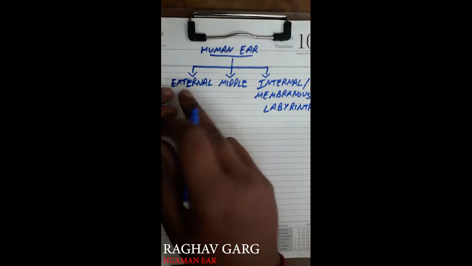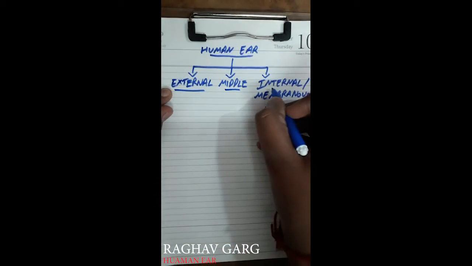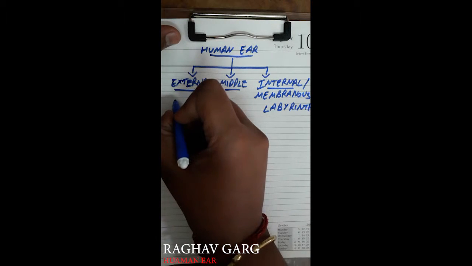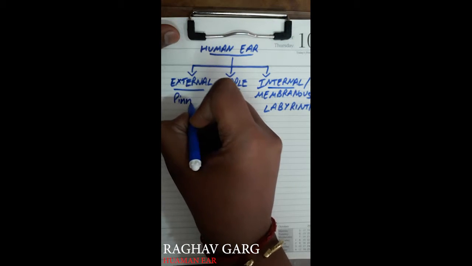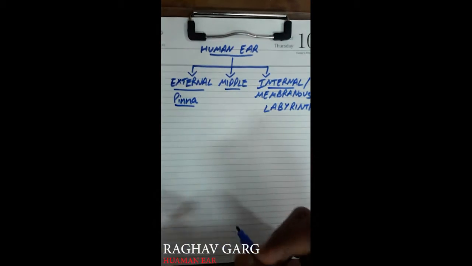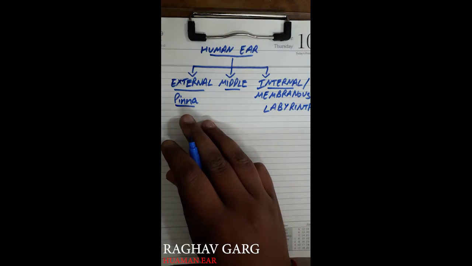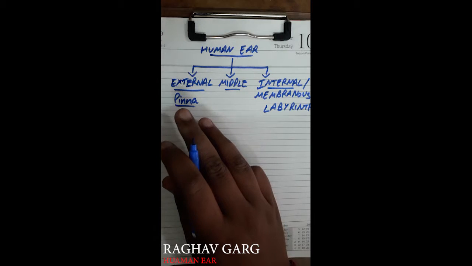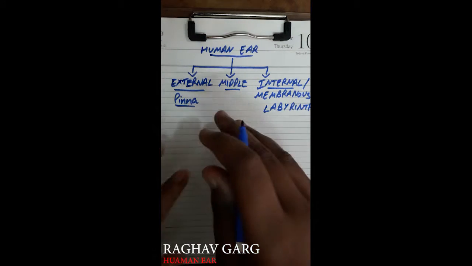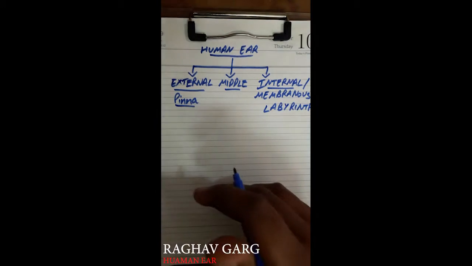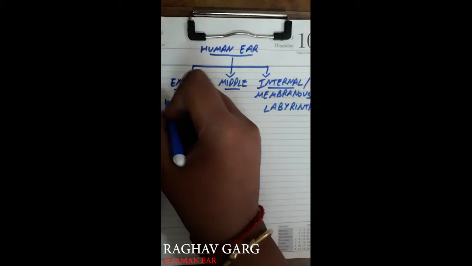External ear. First we'll start with the external ear. The external ear mainly has three parts, in which the first is pinna. Pinna is a flap-like cartilaginous structure that transfers the sound waves from the outside world to the auditory canal.